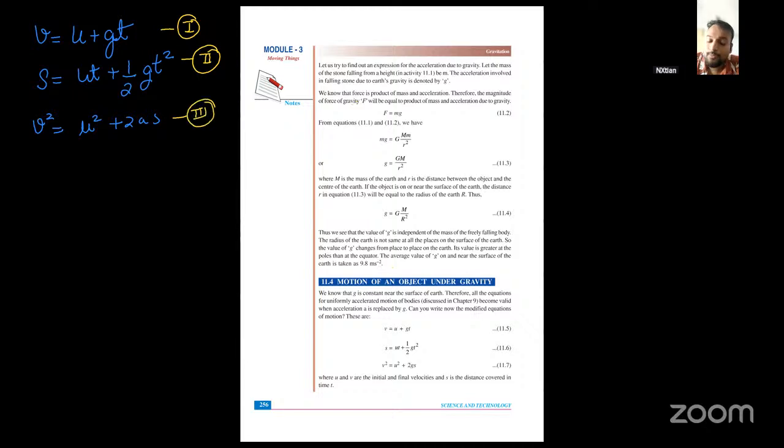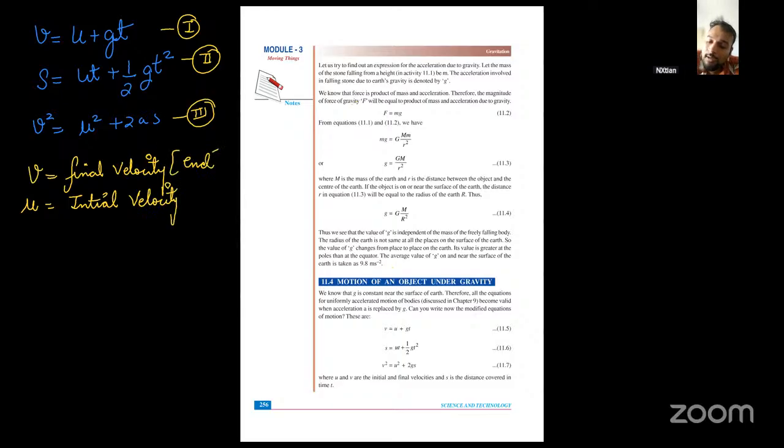Now listen, guys. In this first, second, third, basically, here V means the final velocity. Final velocity means velocity in the end. U stands for initial velocity. Initial velocity means velocity in the beginning. This is velocity in the end, and this is velocity at the start or the beginning. And then T stands for time.